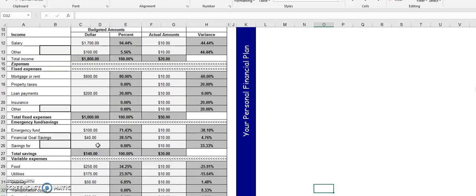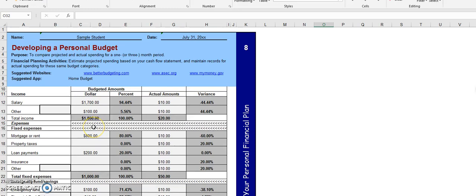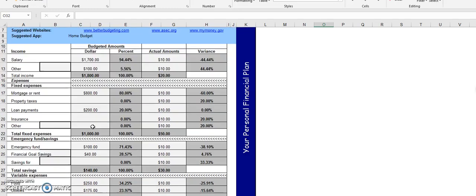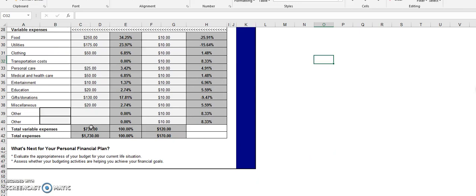$1,730 every month. And if I look back up here, I plan to have an income of $1,800, so every month I'm budgeting a $70 surplus. So we'll see how that works out, but that's my plan going forward.